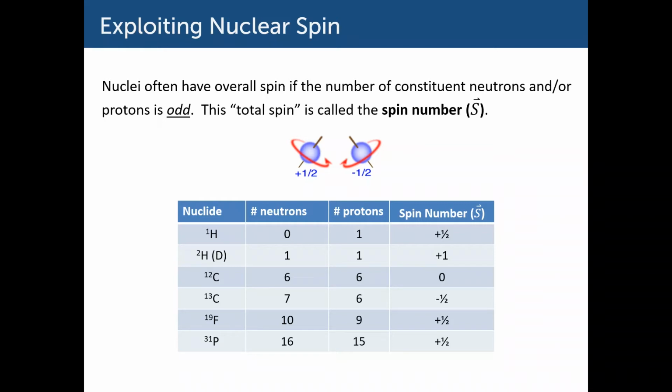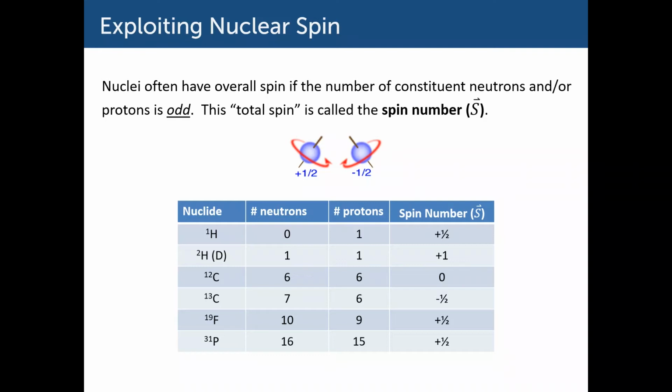So nuclei have spin also, and we describe this spin with what's called a spin number, which is a vector quantity, so it's the capital S with that little vector sign on top. And the spin is going to be something other than 0 as long as either the number of neutrons or the number of protons in the nucleus that we're thinking about is odd. Or they could both be odd. Any of those situations will work.